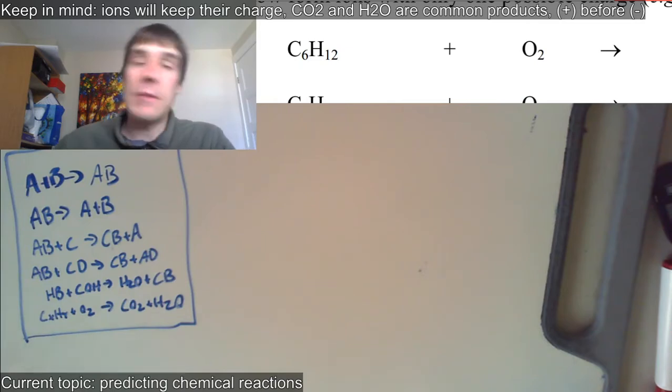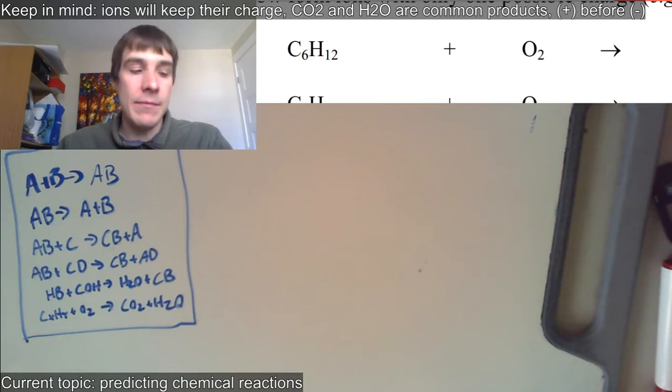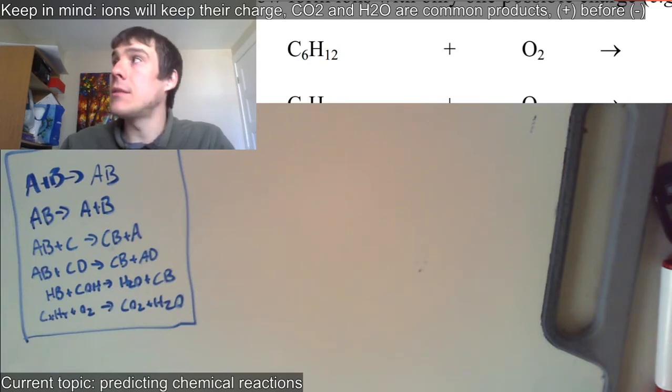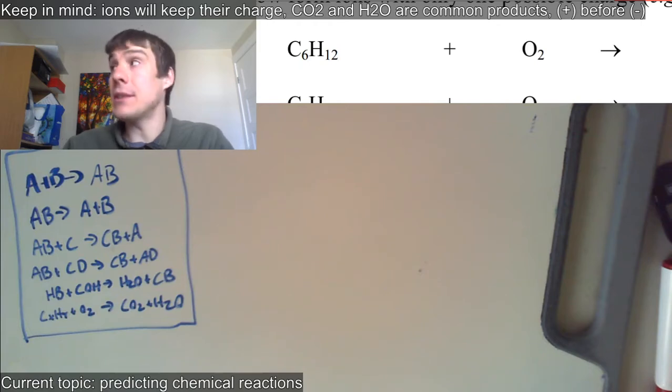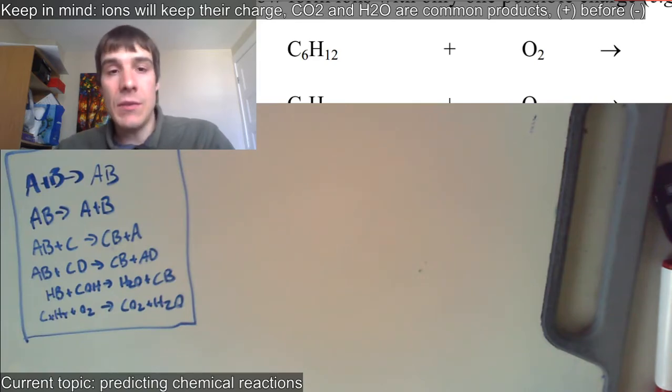A few things to keep in mind up here. Ions will keep their charge, so if it's copper 2, it'll stay copper 2. If it's iron 3, it'll stay iron 3, and so on. CO2 and H2O are very, very common products in these things, especially in decomposition reactions. And when we write a formula, we always put the positive before the negative. So we really want to focus in on those ions and all this stuff that we did in Unit 1.